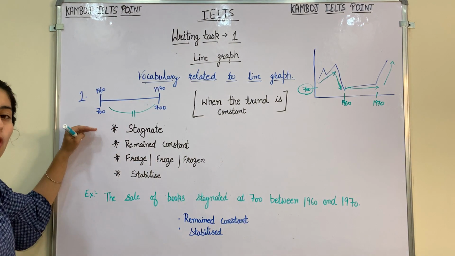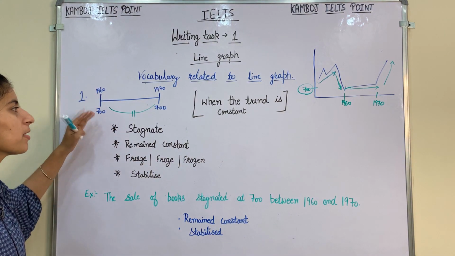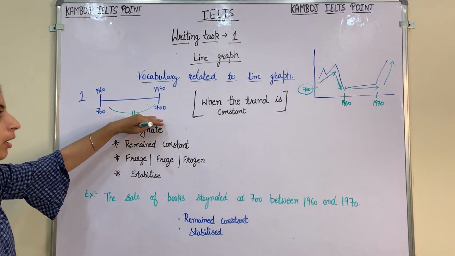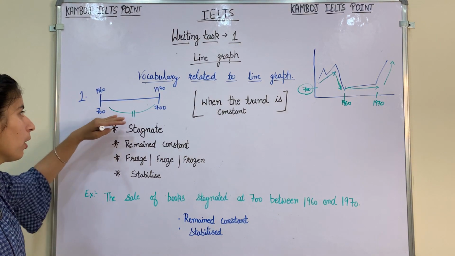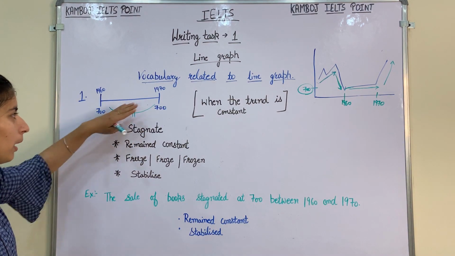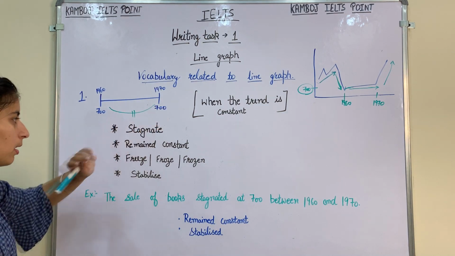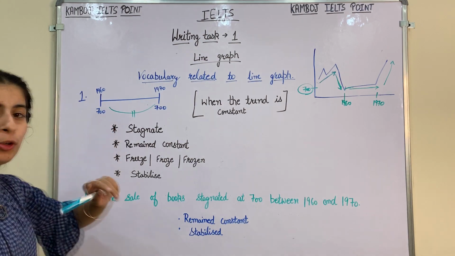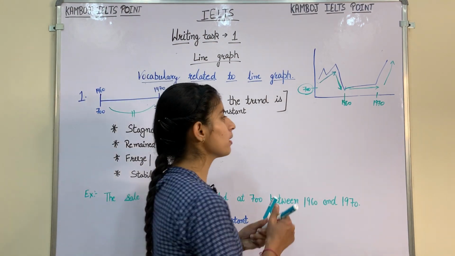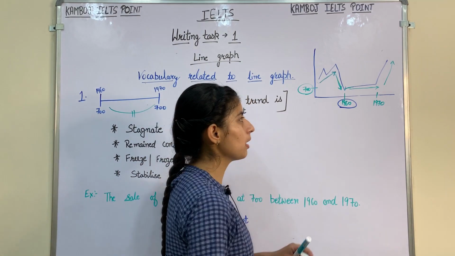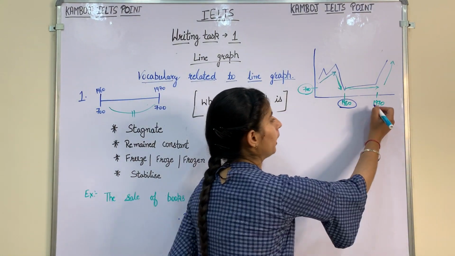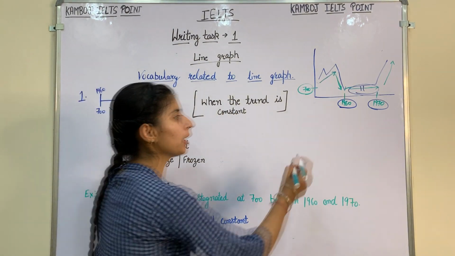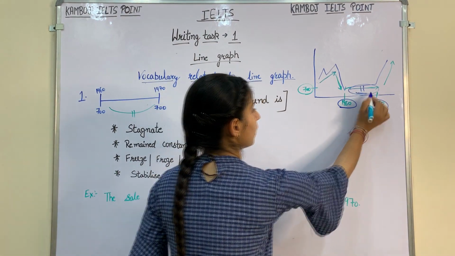Let's begin. I draw a line here from 1960 to 1970. The sale of books was 700. It was constant during that period of 10 years between 1960 and 1970. So, don't get confused by seeing only one line here. You can see that in 1960 the sale was 700. In 1970 the sale was again 700. You can see that there isn't any change between these 10 years.